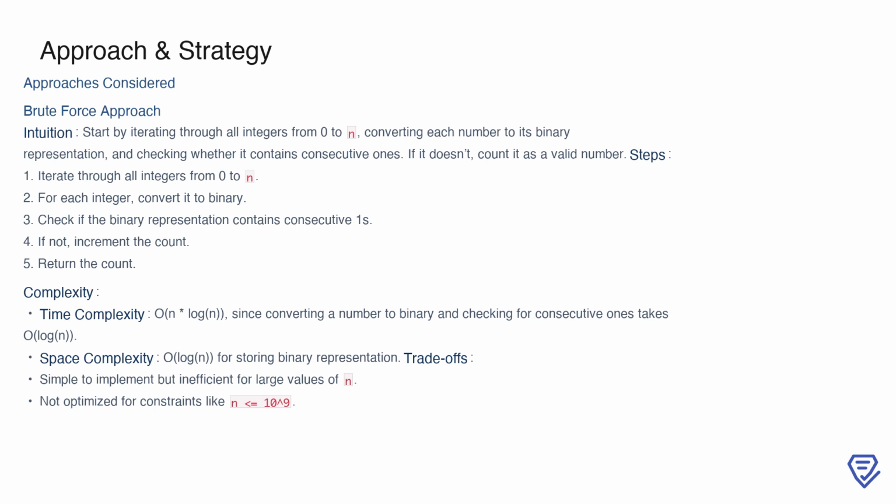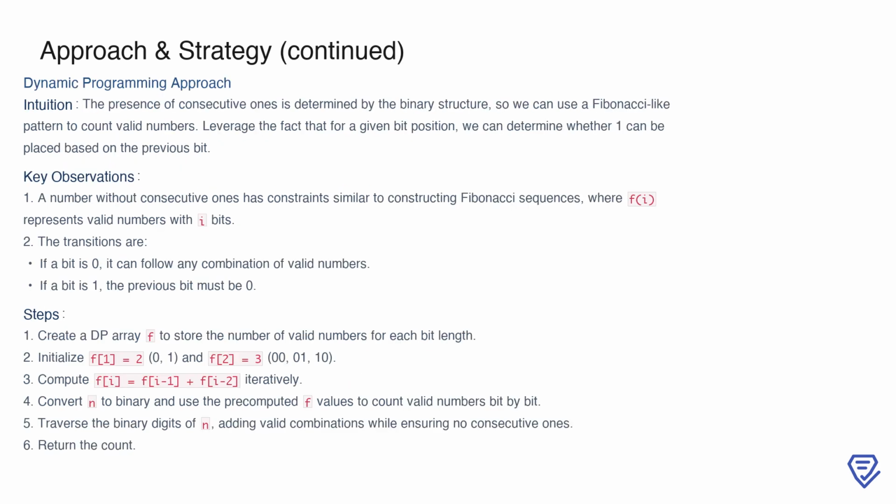This trade-off between simplicity and performance is why we need a better solution for larger inputs. To address the inefficiencies of the brute force approach, we turn to dynamic programming. The key insight here is that the structure of binary numbers without consecutive ones follows a Fibonacci-like pattern. By leveraging this, we can count the valid numbers more efficiently.